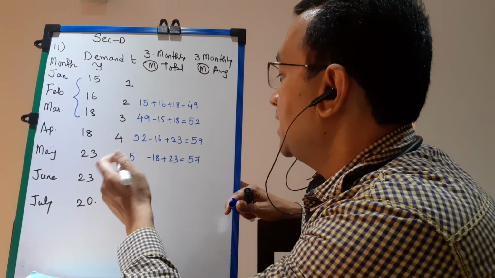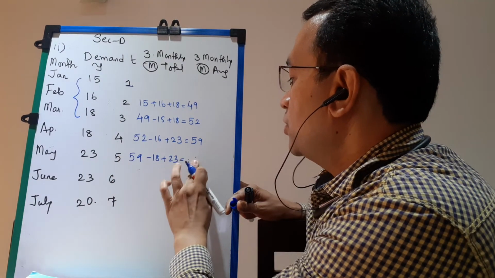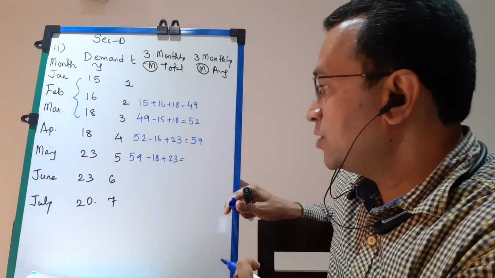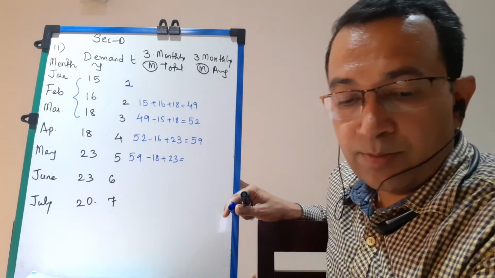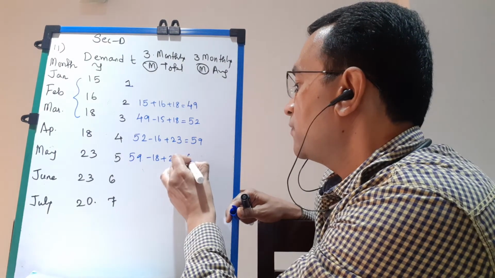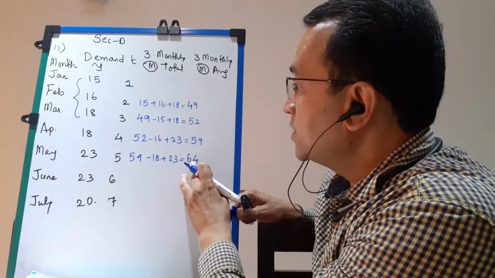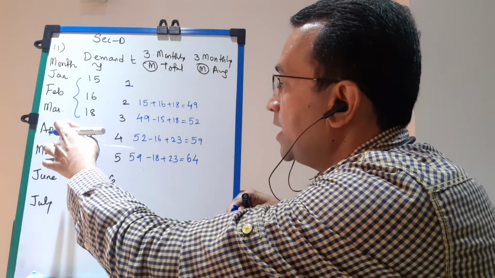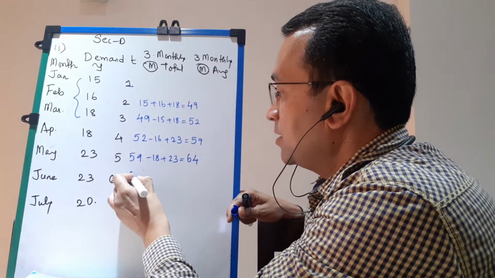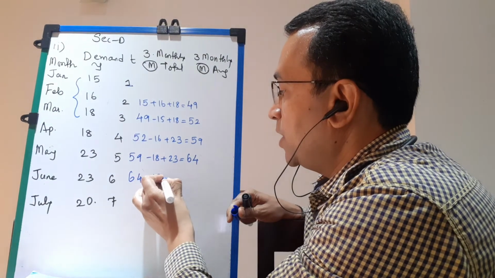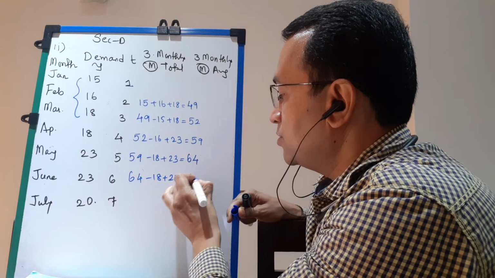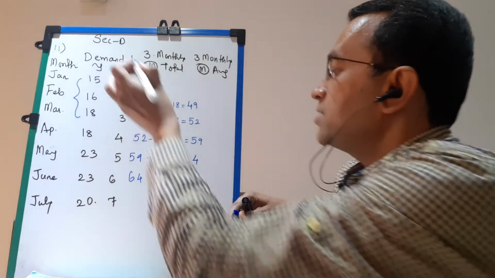This is 59. So I have to add 5. So 59 plus 5, that is 64. Now from 64 again remove 18 and add 20. 64 minus 18 plus 20. So this is how much? 66.